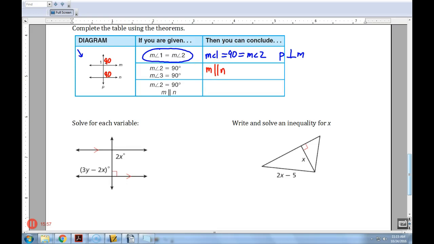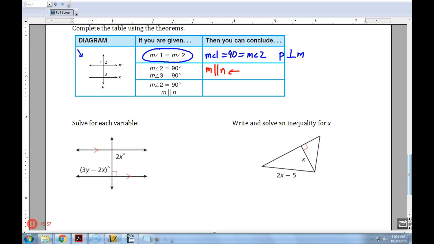But I also know I can use the theorem up above that said if a line is perpendicular to two lines, then those two lines must be parallel. So that's another way to know that M and N have to be parallel to each other, because I have one transversal perpendicular to two different lines, therefore those two lines must be parallel.